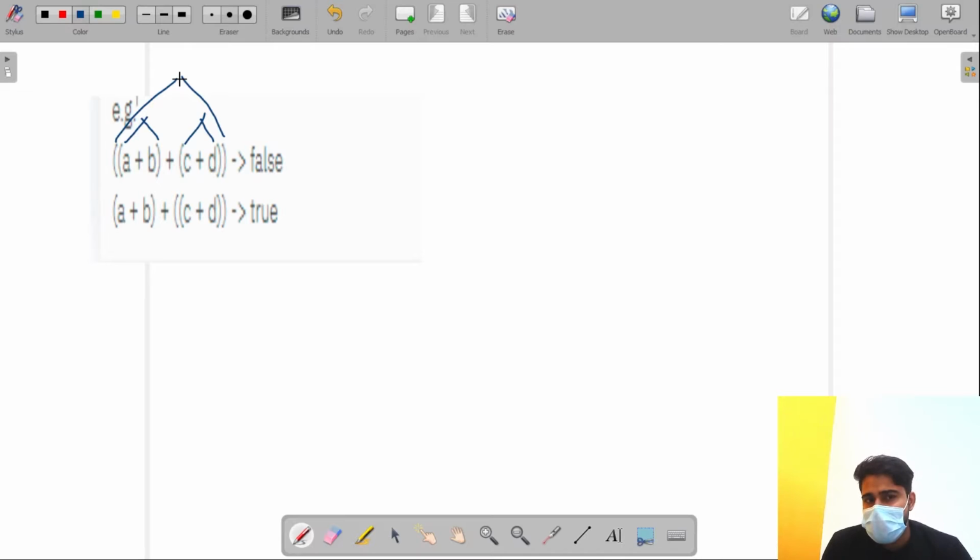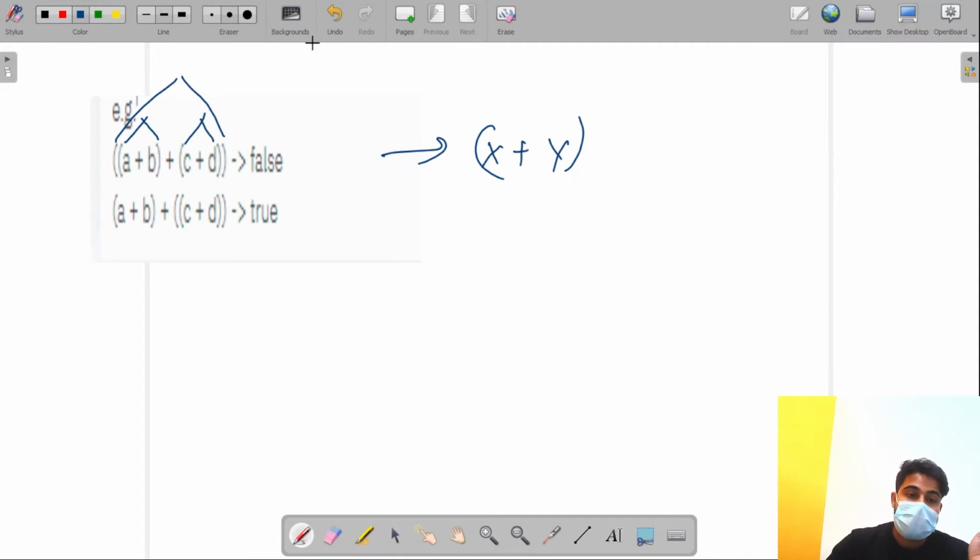Is this parenthesis duplicate or not? No, this is not duplicate, just because it is wrapping some content from a plus b and some content from c plus d. We are assuming that a plus b gets solved and gives some answer like x, and c plus d gets solved and gives some answer, and it gets wrapped by some parentheses. We can also assume it like this. So here, as there is no duplicacy of brackets, we have printed false.